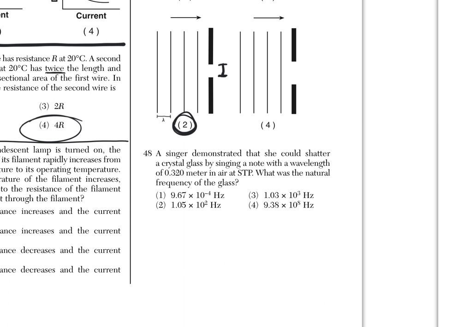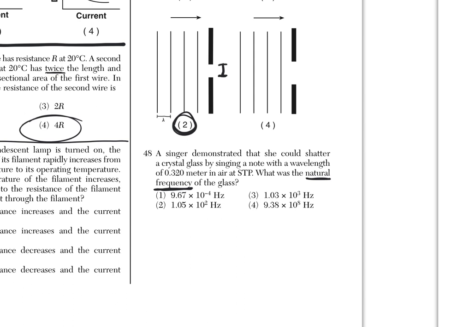Then we have 48, where we have a giveaway term: natural frequency of the glass, shattering the glass by singing at it. If you hit an object at its natural frequency, it'll vibrate along with your wave, but then the amplitude of the vibrations will increase a lot, because you're pretty much in phase with the vibration of the natural frequency of that object. But watch for natural frequency.